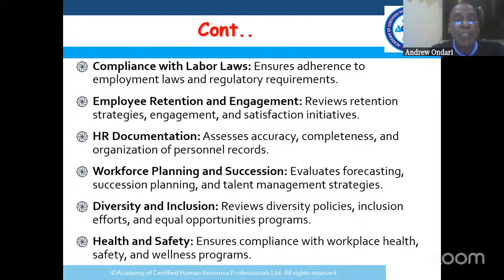The other labor law is the Occupational Safety and Health Act, whose main focus is to ensure that the environment in which employees operate is healthy and safe. There are certain minimum requirements that are provided for in this law, such as ventilation, spacing, and also provision of protective gear.